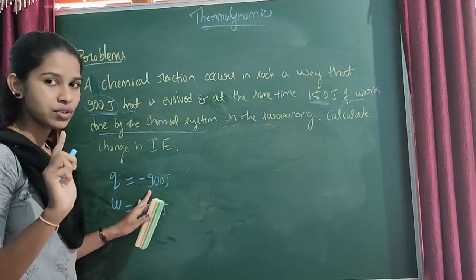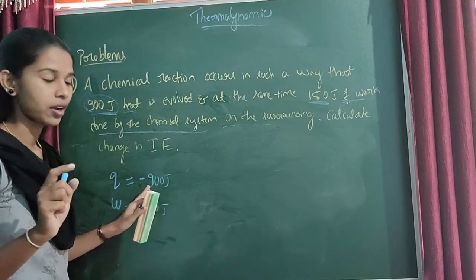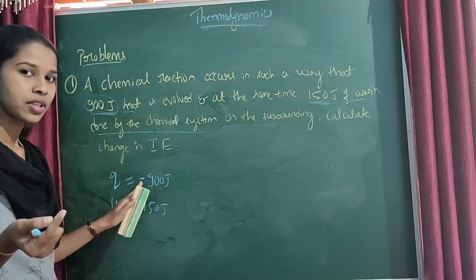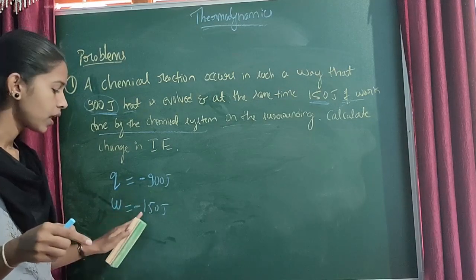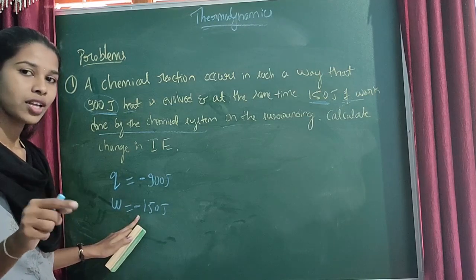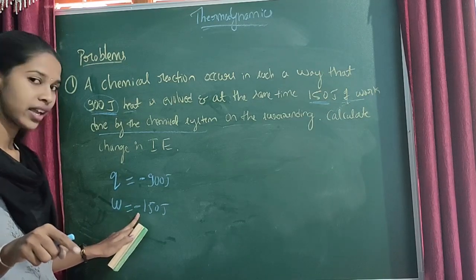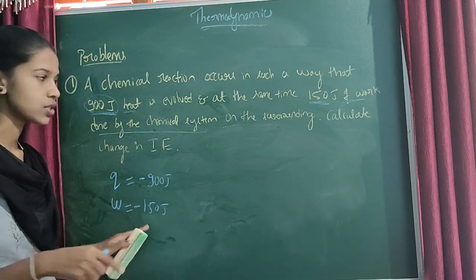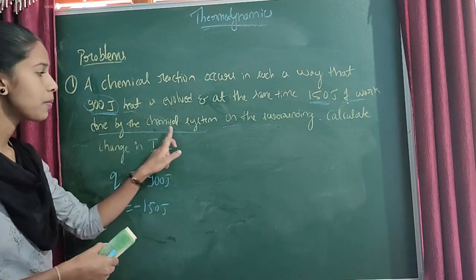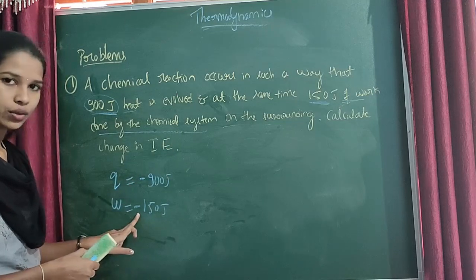Remember the sign conventions for heat and work. If heat is evolved by the system, then we have to take negative. If heat is absorbed by the system, we have to take positive for Q. And for work done, if work is done by the system, then we have to take negative for the W value. Or if work is done on the system, then we have to take positive. Here they mention the work is done by the system. Hence we took negative sign.